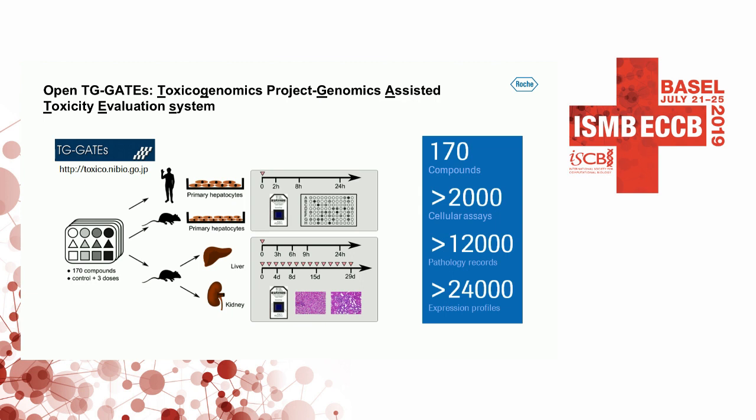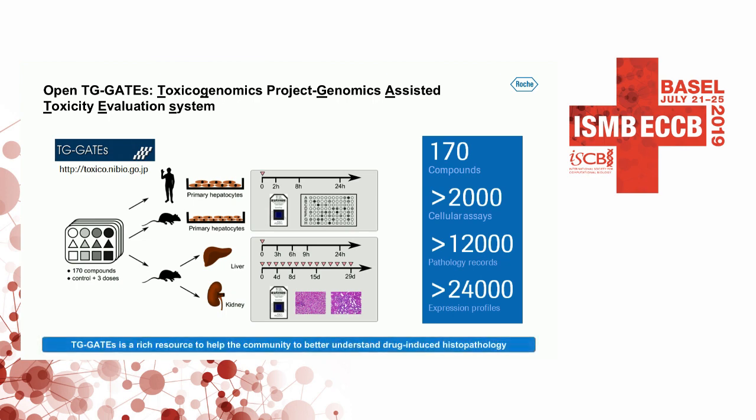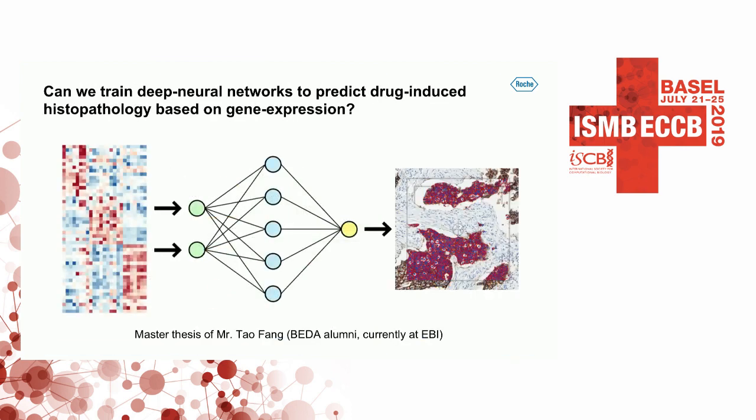So this is a big data set, and the important bit for the story I will tell in the next two slides is that we have pathology data here. So we have pathologists looking at these kidneys and livers of these rats, trying to understand what has happened there, what the drug did to liver and kidney, and we have expression profiles. And the idea David came up with, together with Tao Fang, a master student that we had in the team, was, okay, if we take the expression data, can we somehow predict what the pathologists would have found in the pathology data? That was the idea.